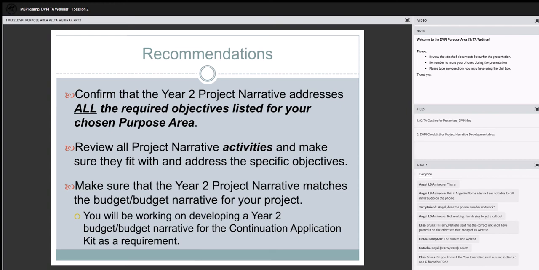Confirm that the Year 2 project narrative addresses all the required objectives listed for your chosen purpose area. Review all project narrative activities and make sure they fit in and address the objectives. So your activities feed the objectives, which support the goals. Make sure that the year 2 project narrative matches the budget narrative that you have. You will be working on your year 2 budget narrative as part of the continuation application kit, and you'll be hearing more about that.